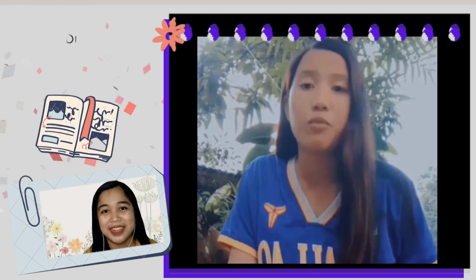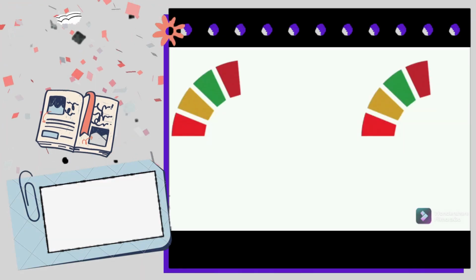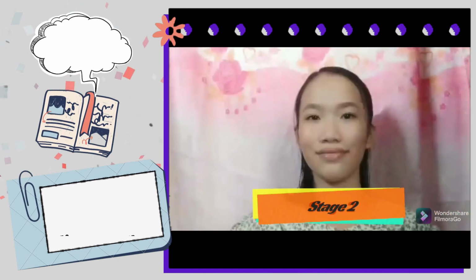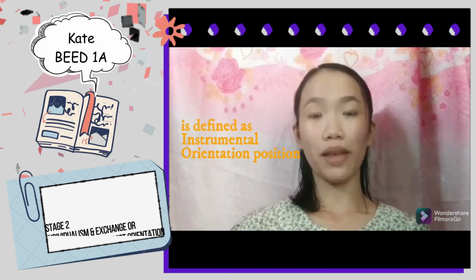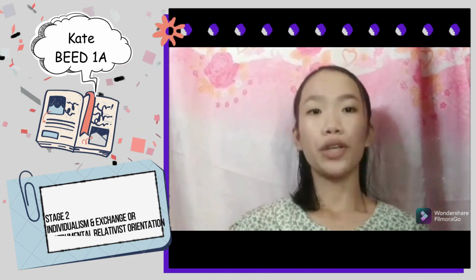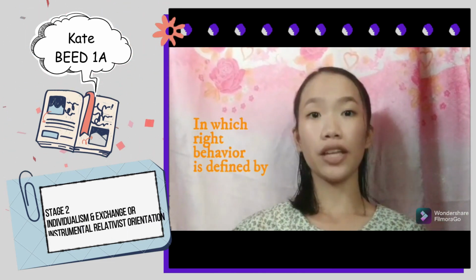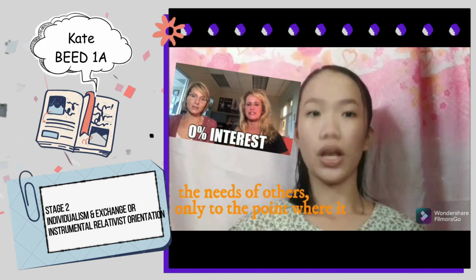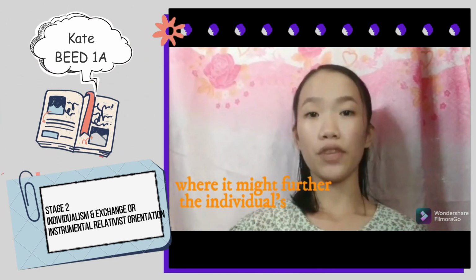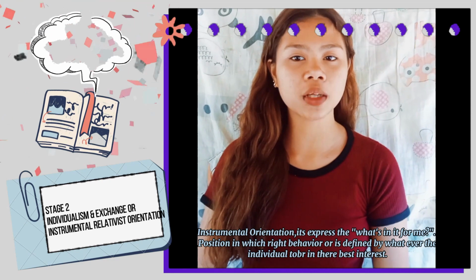Alright, let's move on to the next stage. Kohlberg's second stage of moral development is defined as instrumental orientation position, in which right behavior is defined by whatever the individual believes to be their best interest. Stage 2 reasoning shows a limited interest in needs of others, only to the point where it might be the individual's own interest. Instrumental orientation.